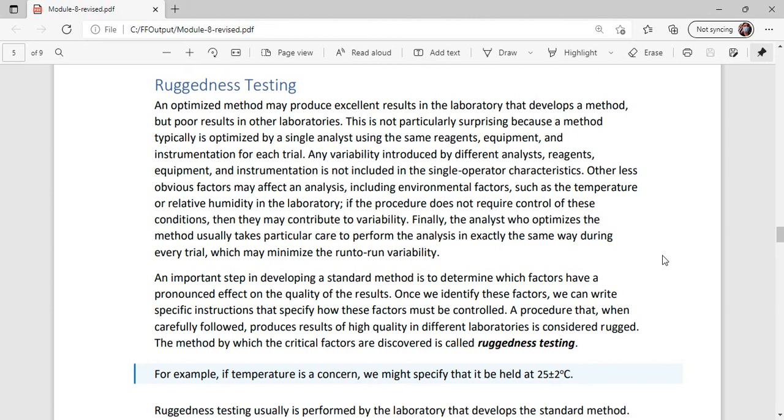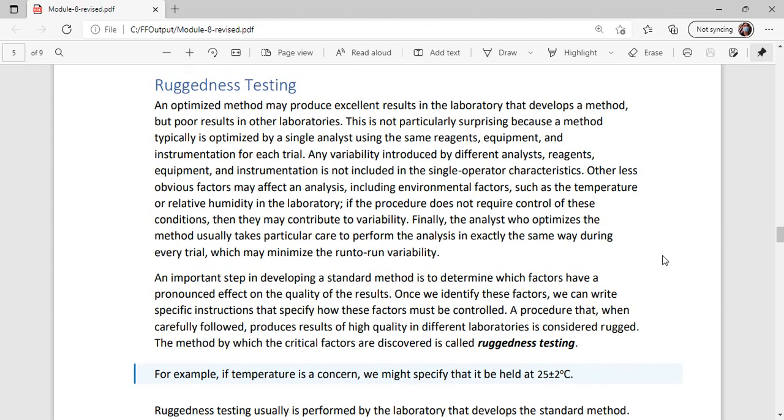Other less obvious factors may affect an analysis, including environmental factors such as the temperature or relative humidity in our laboratory. If the procedure does not require control of these conditions, then they may contribute to variability. Finally, the analyst who optimizes the method usually takes particular care to perform the analysis exactly the same way during every trial, which may minimize the run-to-run variability.